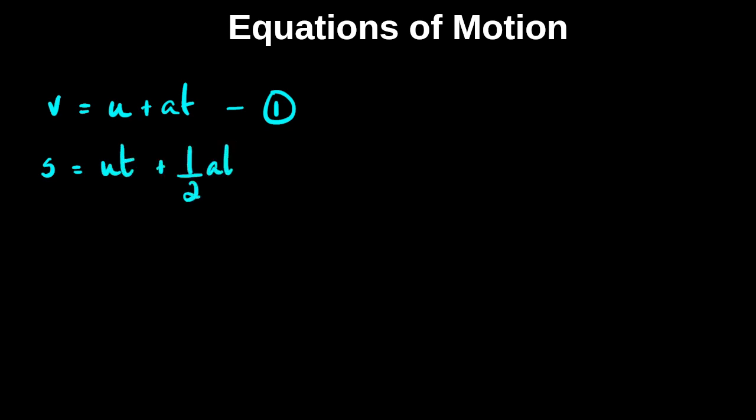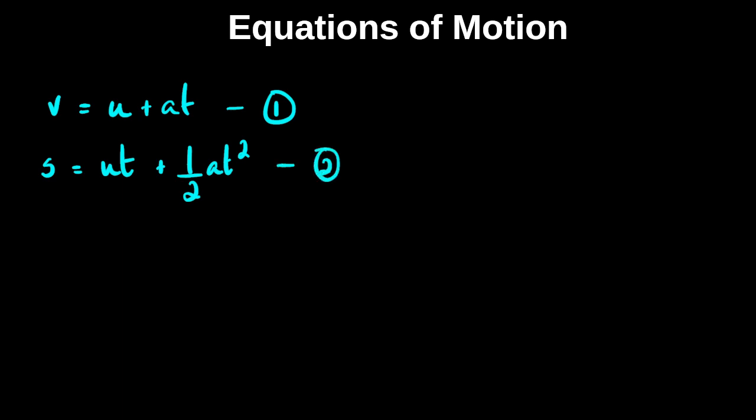So now we'll be having a look at some practice questions related to the equations of motion. In your syllabus, you have these three equations of motion. v equals u plus at is the first and the easiest one. The second one is s equals ut plus half at square.